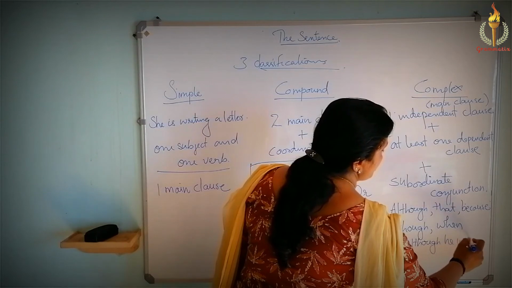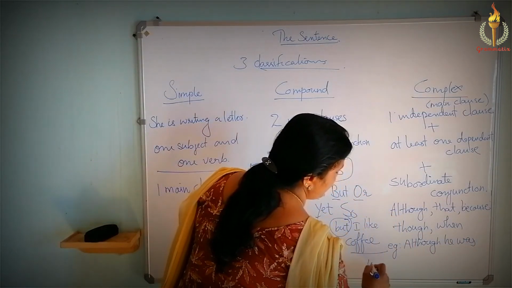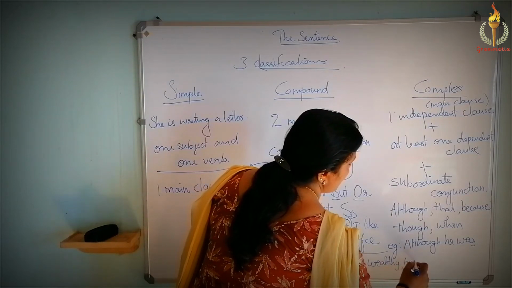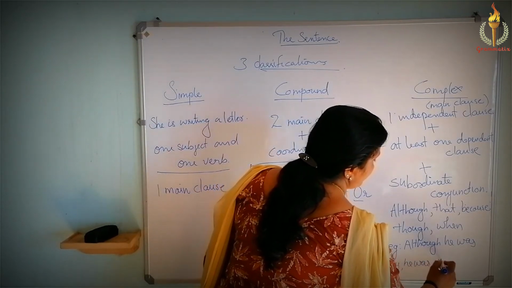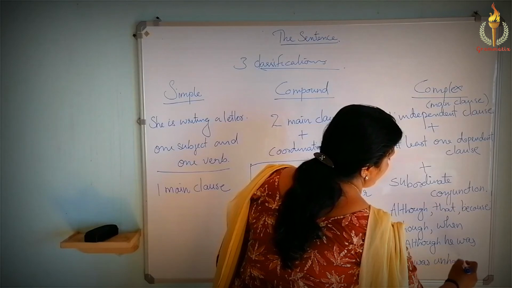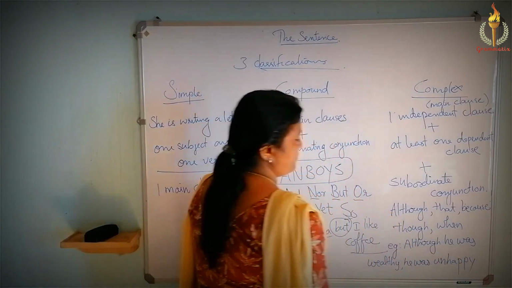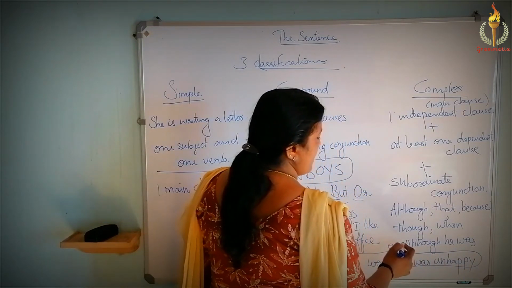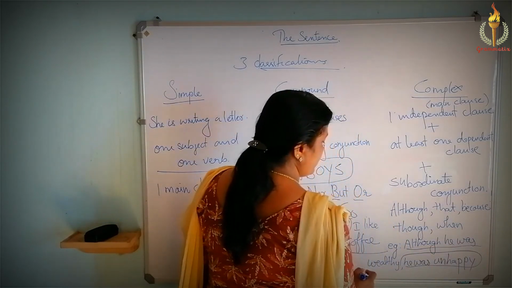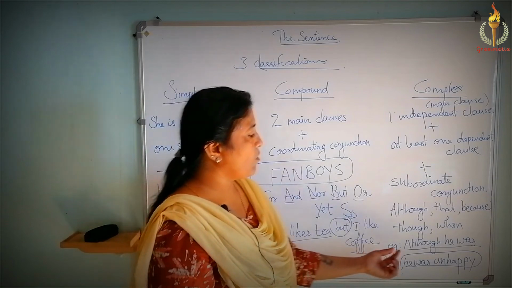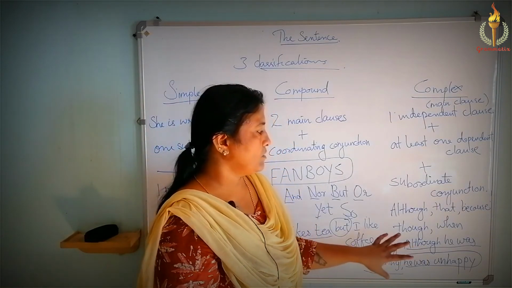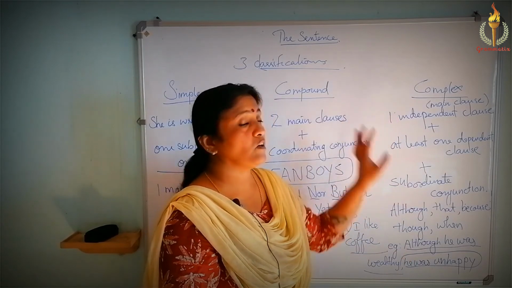Although he was wealthy, he was unhappy. So he was unhappy is the main clause. Although he was wealthy is the dependent clause. And here although is the subordinate conjunction. So this is the example for a complex sentence.